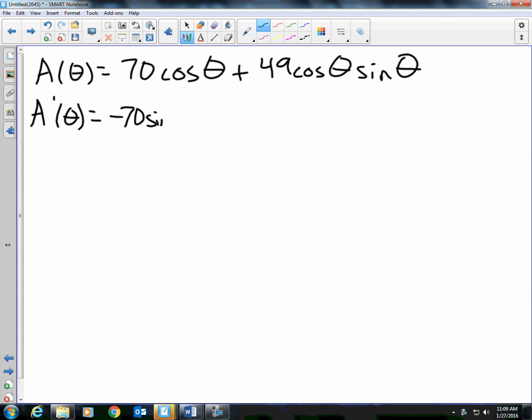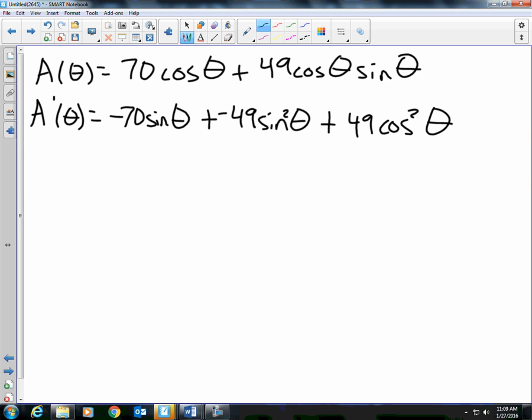Negative 70 sine. Good. Plus, yes, very good, product rule. What's the derivative of 49 cosine? Negative 49 sine times sine would be sine squared. Plus, what's the derivative of sine? Positive cosine, so I'll have 49 cosine squared theta.